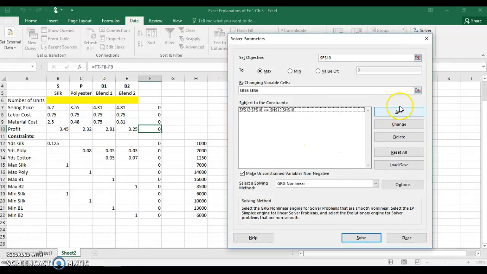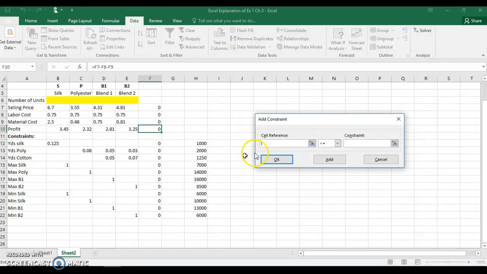And then we need to add another constraint in here. And that constraint is going to be for our minimums. So we want this column here of F19 through F22. And we want to change this because these all have to be greater than or equal to the constraints for these, which are a minimum of silk 6,000 through 6,000. All right, we're going to click OK.